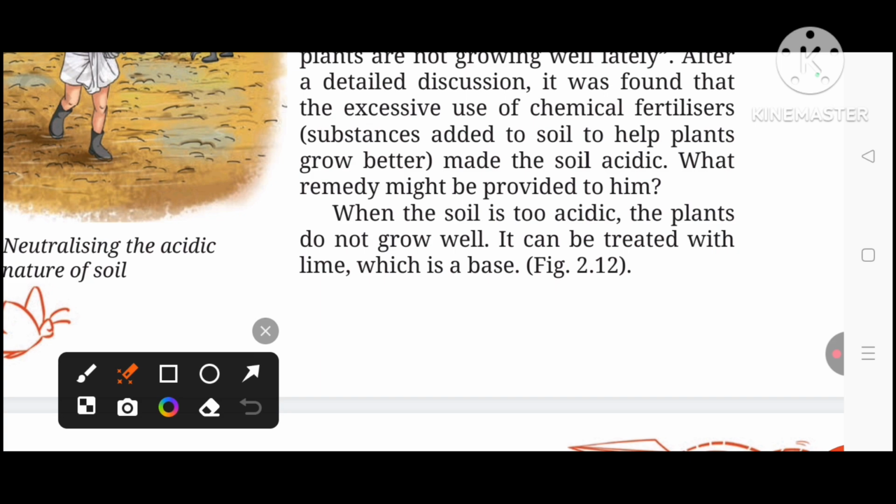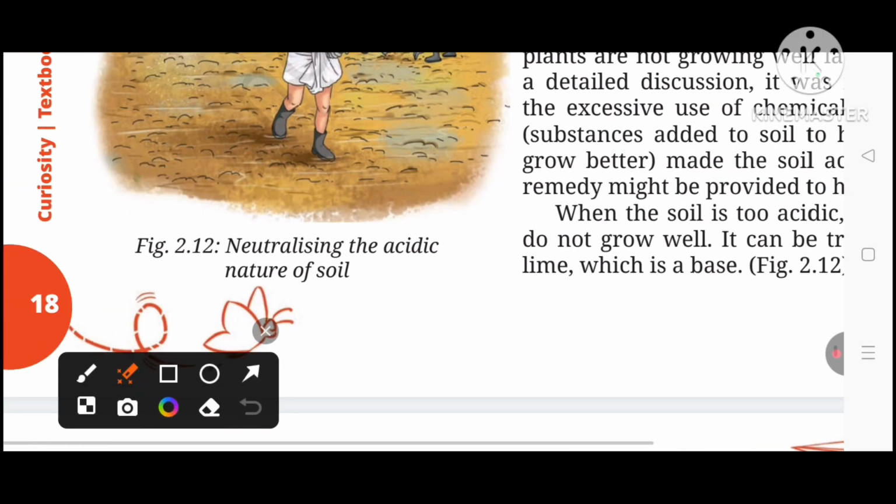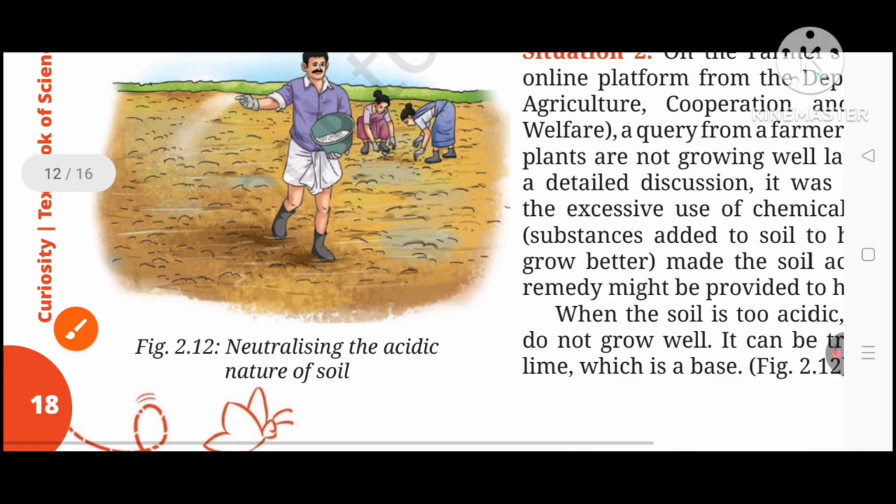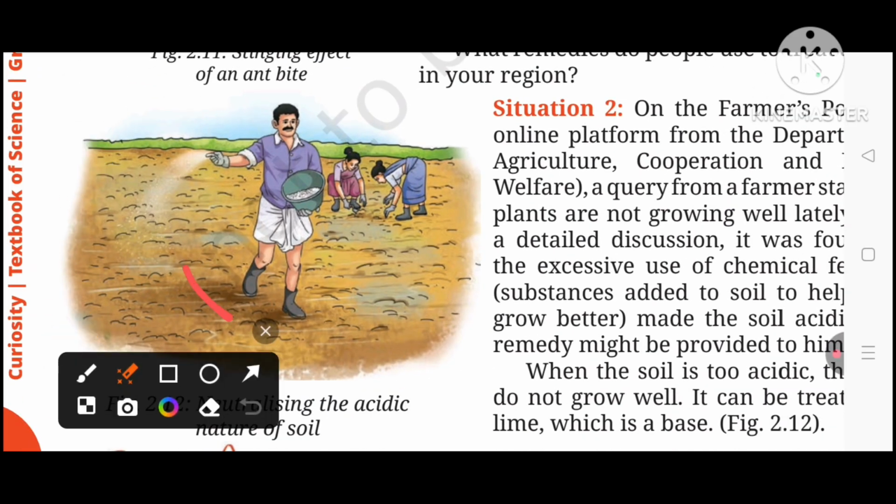It can be treated with limestone or lime water, so that it will be a base and can neutralize the acidic nature of the soil. By neutralizing the acidic nature of the soil, these farmers can improve their soil.